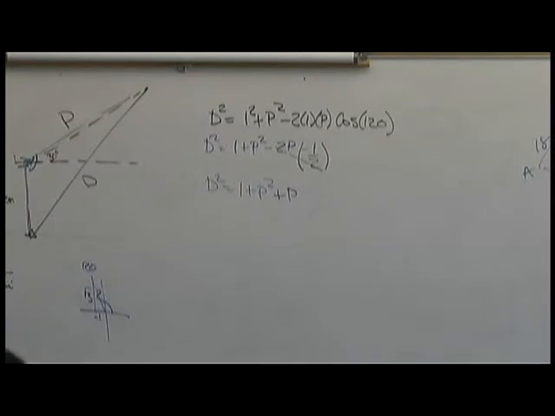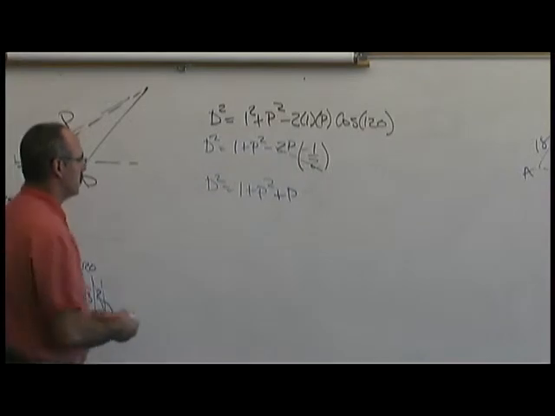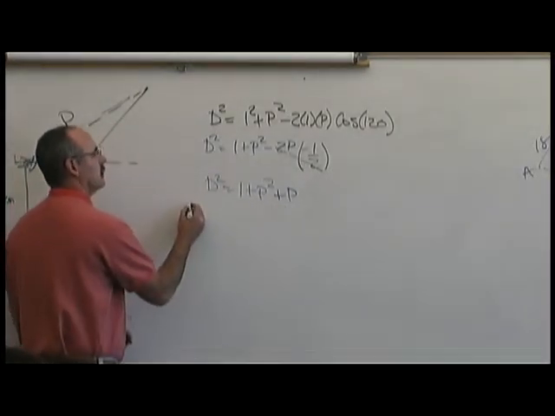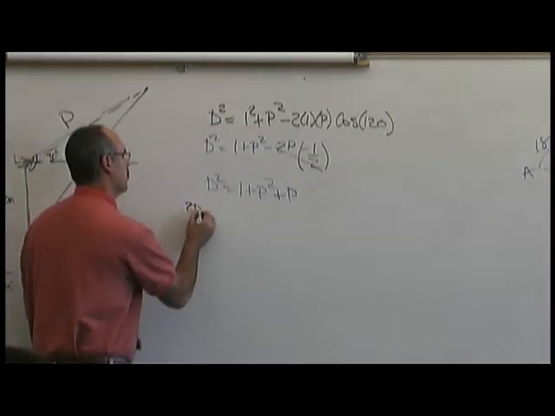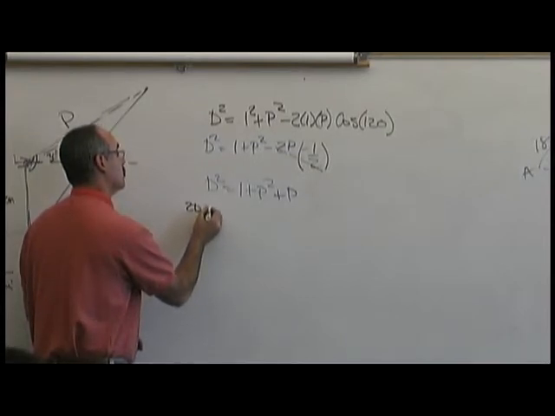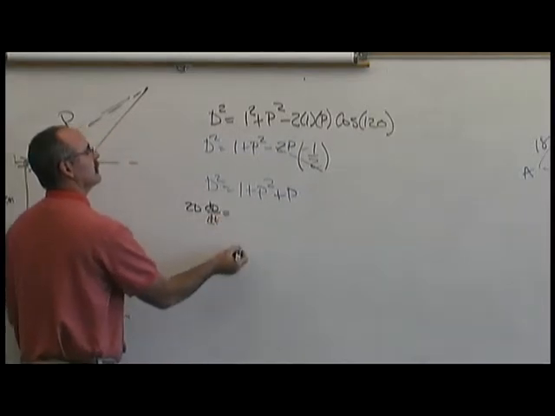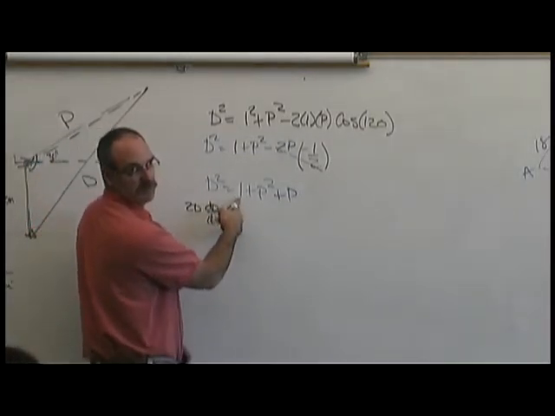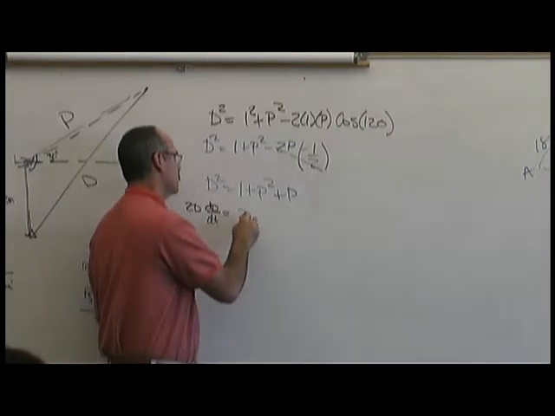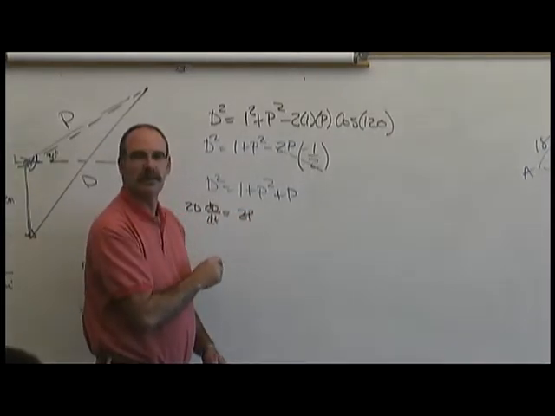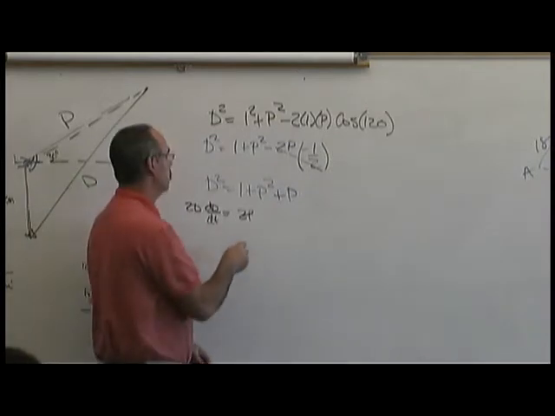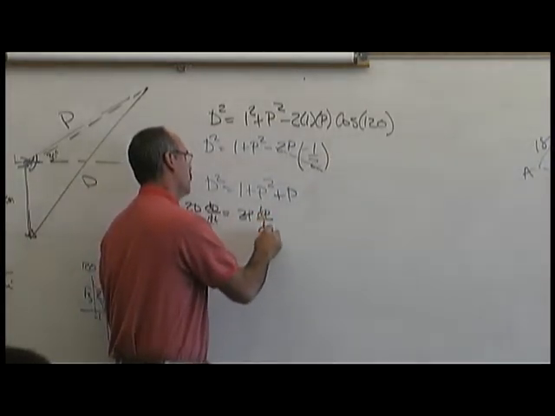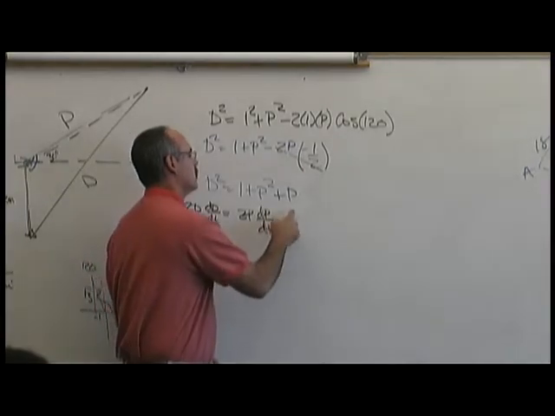Questions? Help me out with the derivative. Take the derivative with respect to time. What do you get? 2d dd/dt equals 2p dp/dt, plus dp/dt.